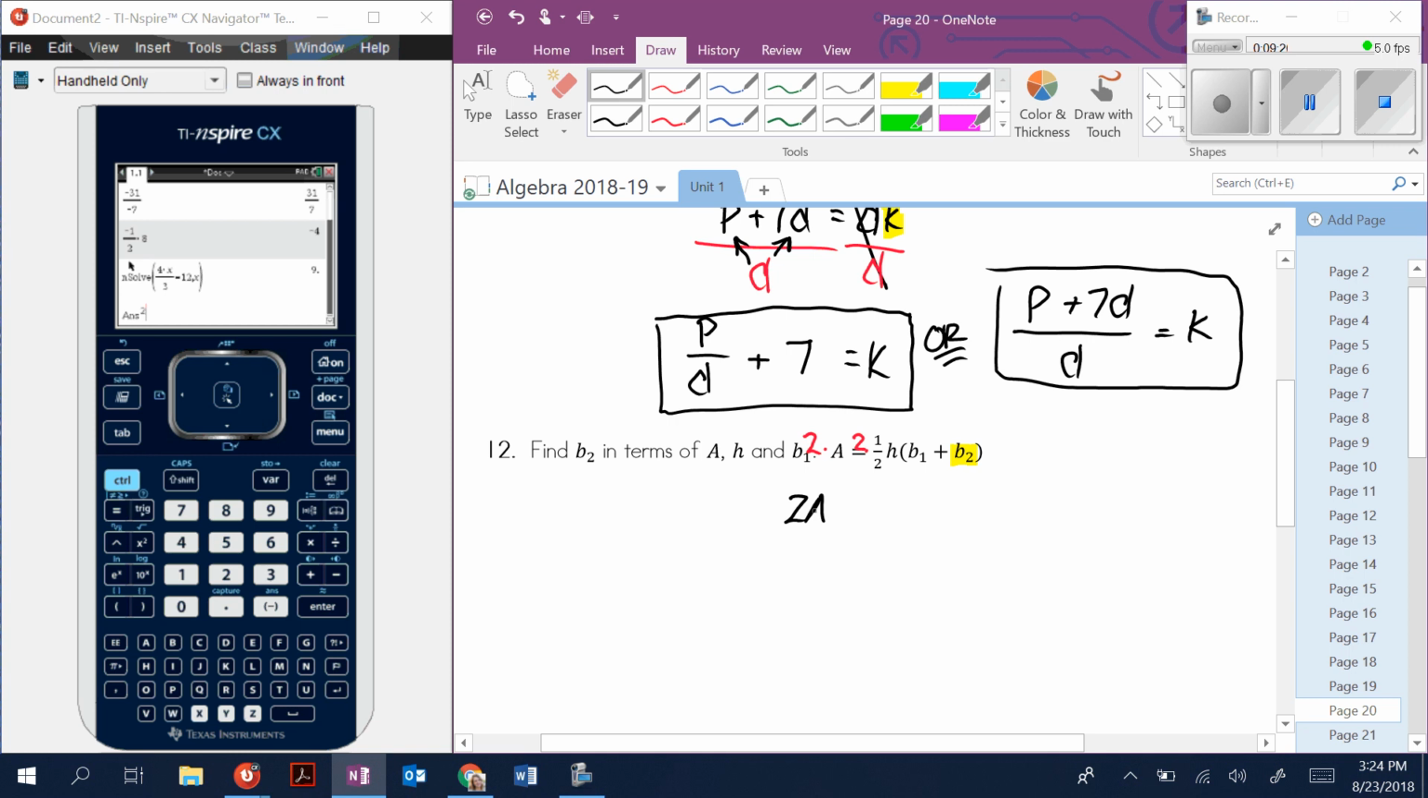So here we have 2a is equal to h, all times b1 plus b2. Now h is being multiplied to that whole chunk of parentheses that we're trying to get alone, so we can divide both sides by h. Since that's multiplication, the h's cancel, and we're not going to write it anymore on the right-hand side. 2a divided by h, no like variables, and we are just left with b1 plus b2.